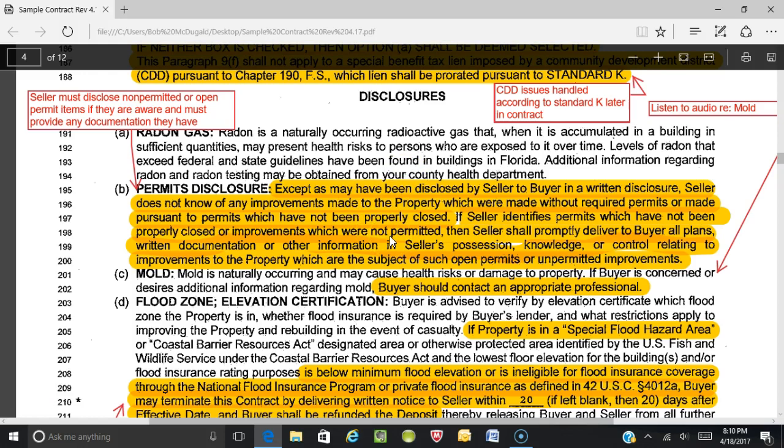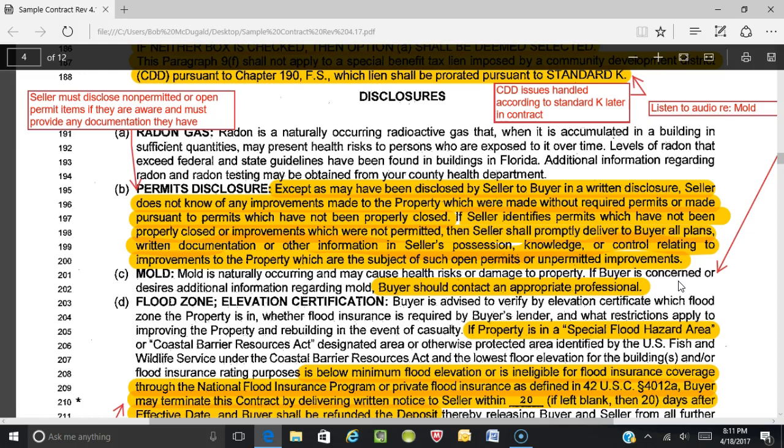Part C, mold. Mold is naturally occurring and may cause health risks or damage to property. If buyer is concerned or desires additional information regarding mold, buyer should contact an appropriate professional. Now, up here I had a note regarding mold, because here's the thing. There's a mold disclosure that we have. It's part of the seller's disclosure. That's why we recommend we use the FAR BAR seller's disclosure. It's part of it. If the seller, are you aware of any mold? Generally, then there's a mold inspection addendum.